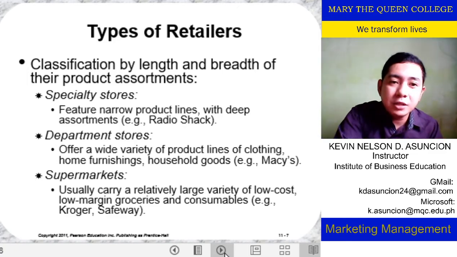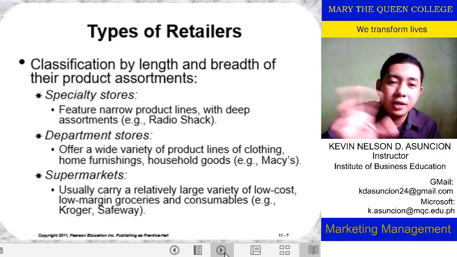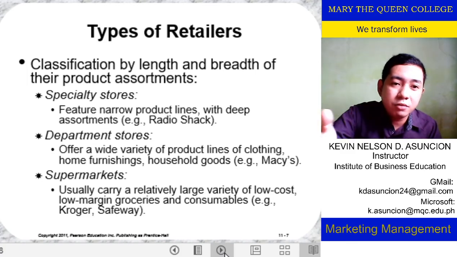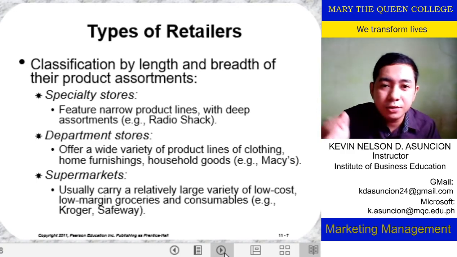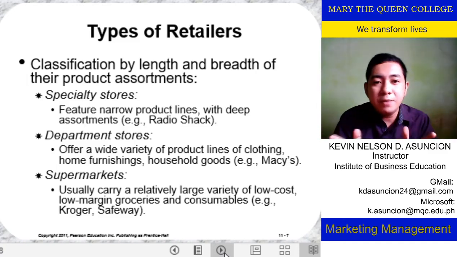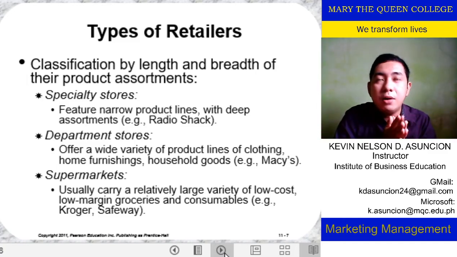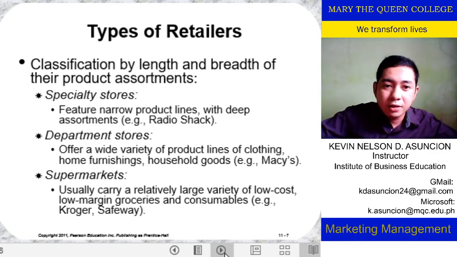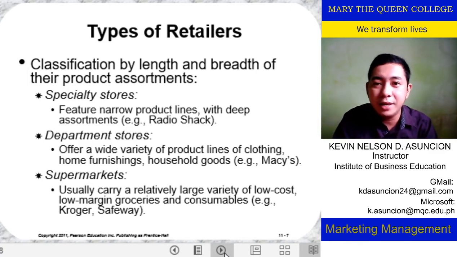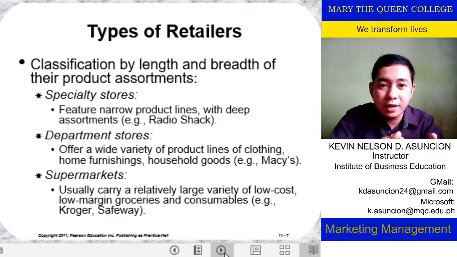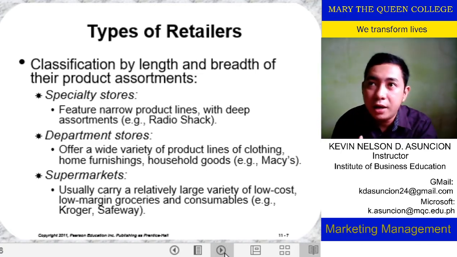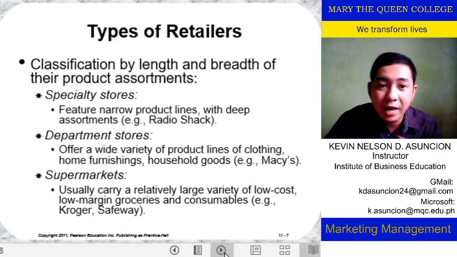No? So, department store naman is different type of store wherein these offers wide variety of product lines of clothing, home furnishing, household and goods. So department store mostly are those which offers variety of goods. Paano siya nagkakaiba dun sa supermarket? Ang isang department store, yun nga, it's more on the dry goods, and also the clothing, the non-consumable items. Kumbaga hindi nauubos. Ginagamit lang pero hindi nauubos.